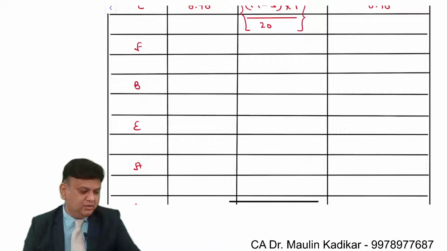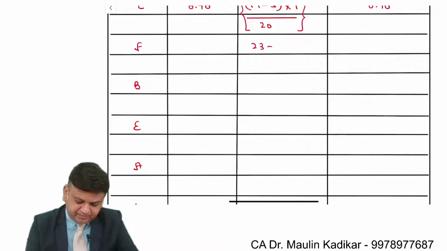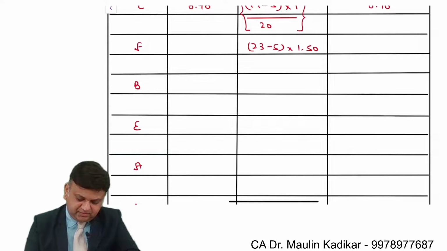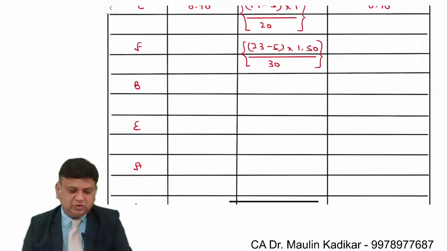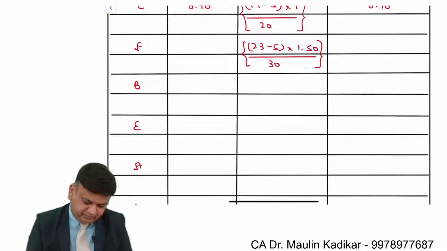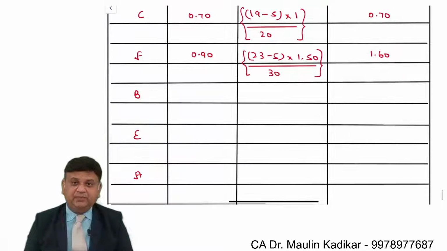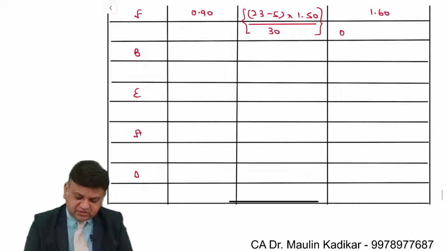For security F, mean return is given 23, RF is given as 5, multiplied with the beta is 1.50, divided by unsystematic risk is 30. So dividing the same with 30. Please use your calculator. 23 minus 5 is 18. 18 into 1.5, that comes to 27. 27 divided by 30 is 0.90. So cumulative value is 1.60. How is this 1.60 calculated? It is 0.70 plus 0.90.